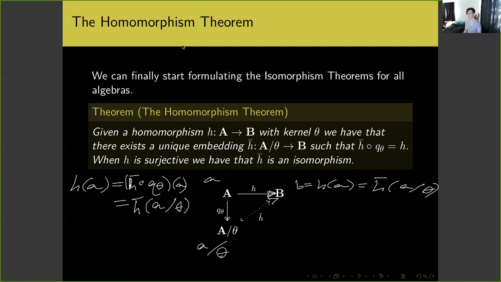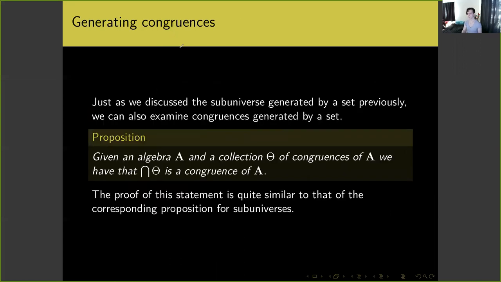Okay. So now that we have that, we can move on to generating congruences. Just as we discussed the subuniverse generated by a set previously, we can also examine congruences generated by a set. So if I have an algebra A and a collection, big theta, of congruences of A, the intersection of all of those congruences is actually a congruence of A.